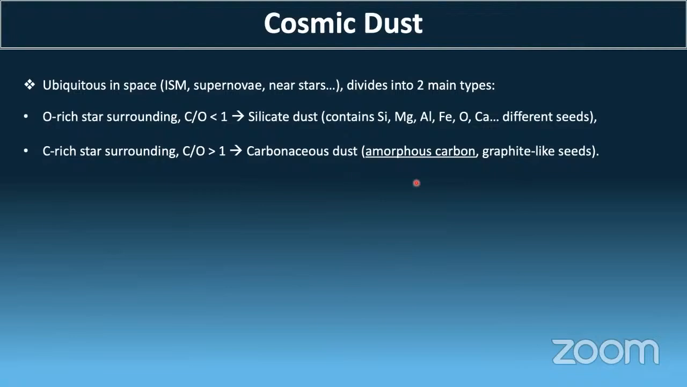And there's a simpler type, which is around carbon-rich stars, because around those stars the C/O ratio is higher than 1. So all the oxygen is trapped into CO. In this case we have a carbonaceous type of dust, which is simpler in structure. It can be amorphous carbon or amorphous-like or graphite-like dust.